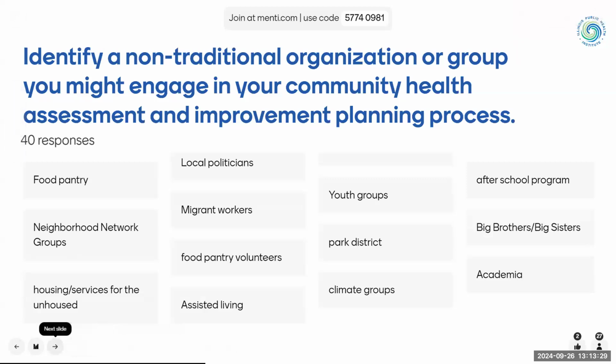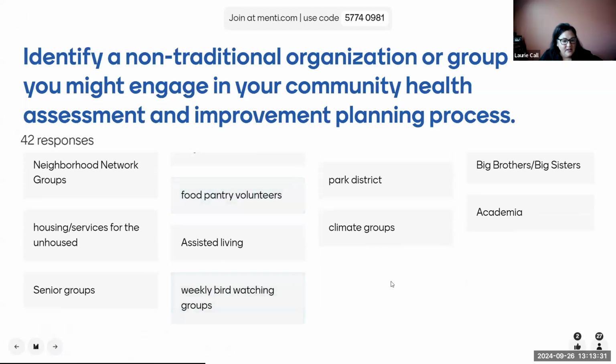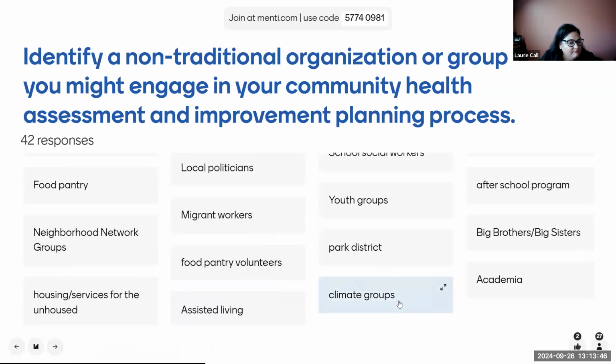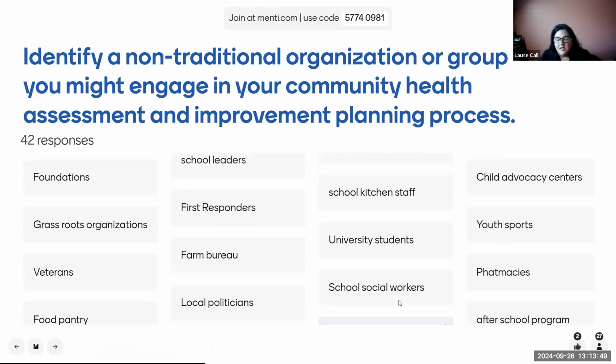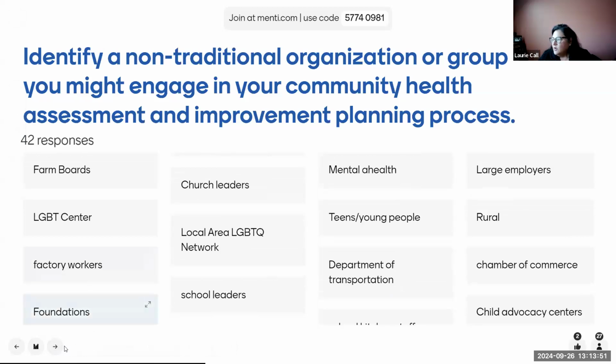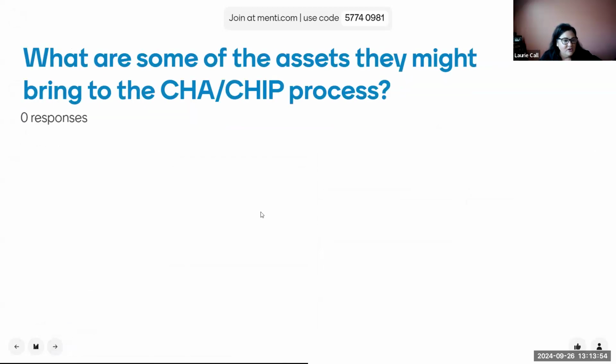Wonderful. So in our activity in breakout groups, we were going to list these and choose one or two and then answer the next set of questions. So let's just pick out a group, migrant workers. Let's pick migrant workers. What are some of the assets that they might bring to the CHART process? So what might migrant workers bring to the CHART process? What could you get from them?